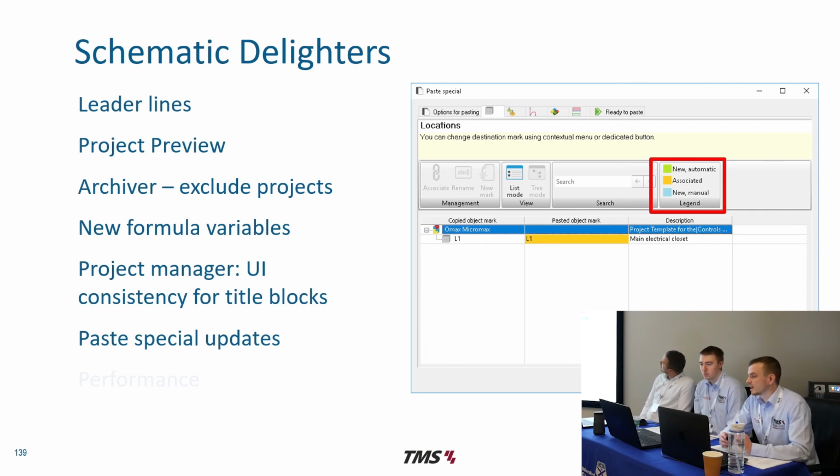Second to last one here, we have a little update for Paste Special as well. And what you'll notice by the little red rectangle that was drawn there, we now have this little legend in here. So we can now start to see what exactly is going on with our Paste Special command that we're carrying out with regards to the marks. Are they new ones that have automatically been created? Are they associated already somewhere in the project? Or are they new manual marks that we went ahead and added in there? Again, just makes it easier to see from a glance.